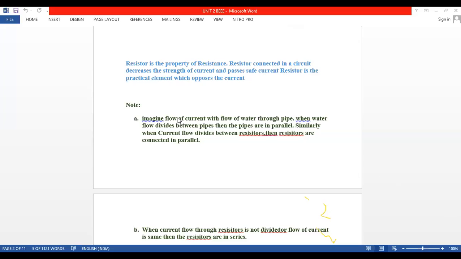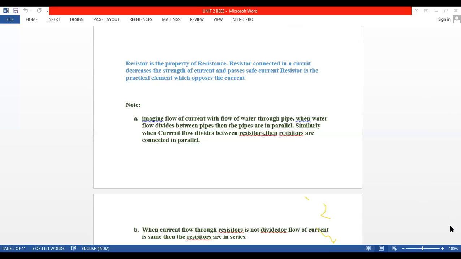Okay, now, a note point. No need to write this note point in the examination; it is for your understanding. What we have written, we'll see before we take the problems. Imagine current flowing like water through a pipe. If the water flow divides, then we say two pipes are in parallel. This is not geometry lines. And if the current flow divides, then we say two resistors are in parallel.